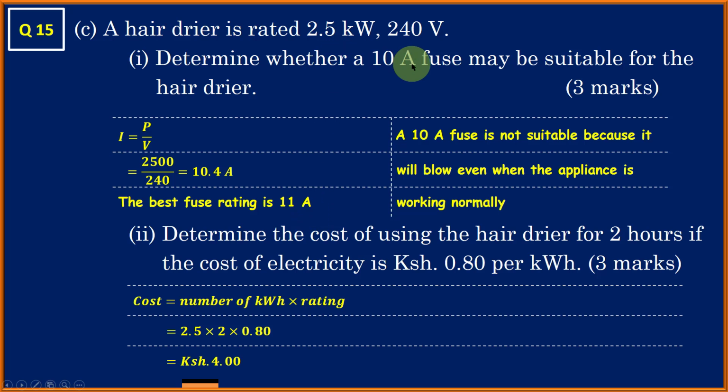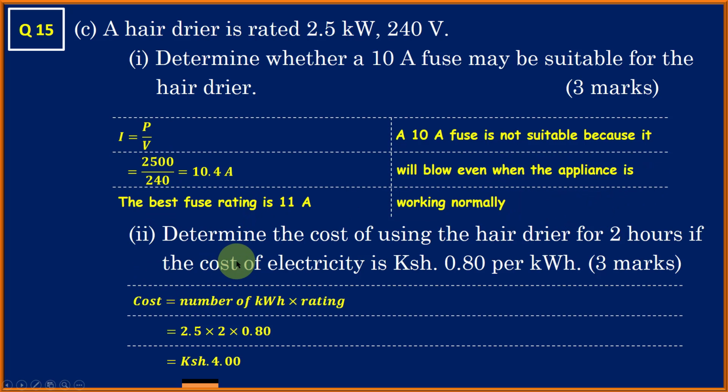But here we can see that if we try to use a 10 ampere fuse, this fuse is going to blow even when the appliance is working normally. So it will not allow this appliance to work at all. The fuse will keep on blowing even if the current is just the correct one. So a 10 ampere fuse is not suitable because it will blow even when the appliance is working normally.